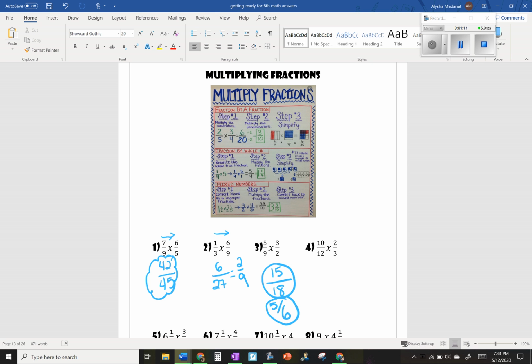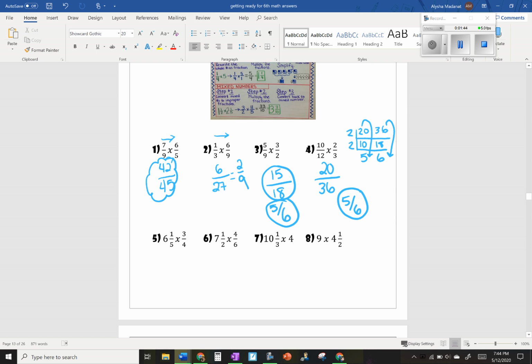Number 4, 10 times 2 is 20. 12 times 3 is going to be your 36. They're both even, so if you divide both by 2, again, I like to use the ladder method for this. So 20 divided by 2 is 10. 36 divided by 2 would be 18. Since they're both even, keep going. And this is going to give you 5 and 6, which your simplified version would become 5 over 6. It's a little trick you learned in 6th grade.